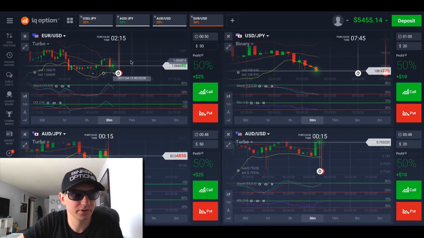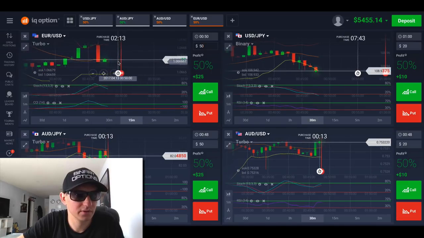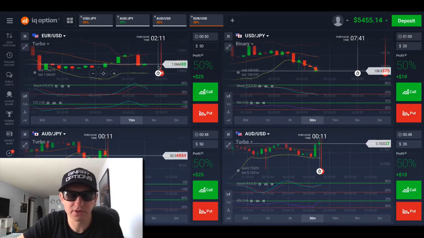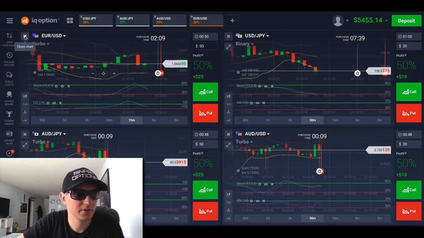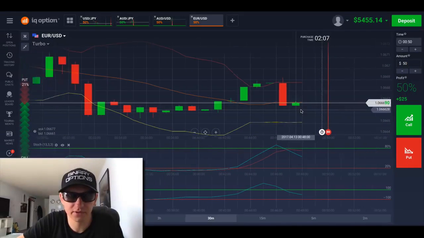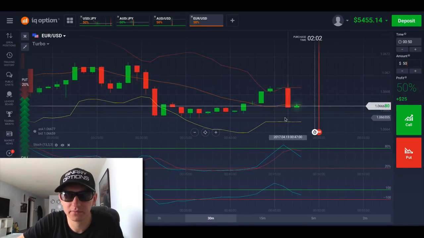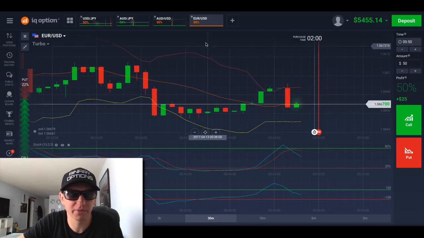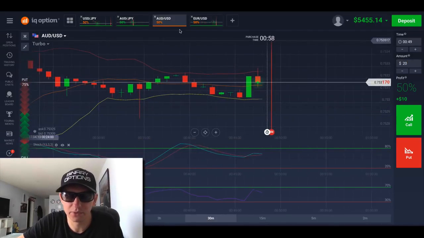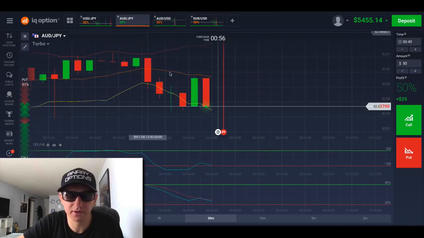GBP/JPY, EUR/USD. Okay, so it looks like we missed the moment on EUR/USD because there was a big drop down that happened right away. Okay, we're gonna skip it.